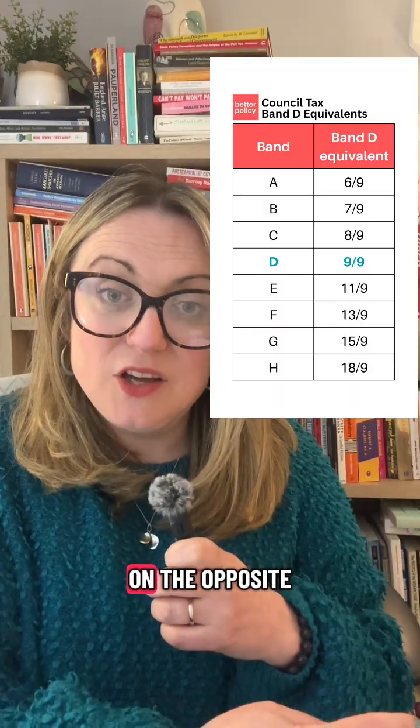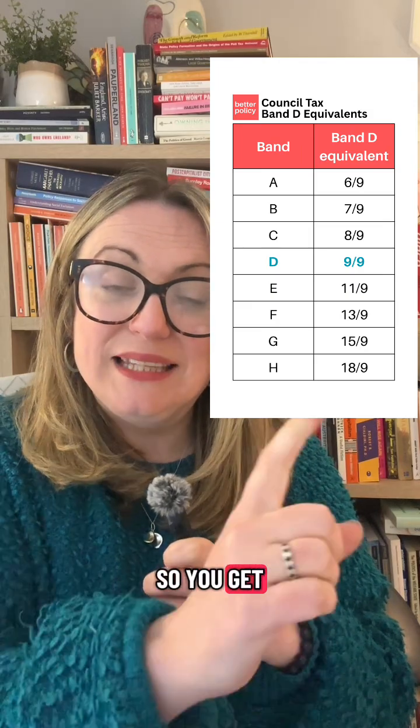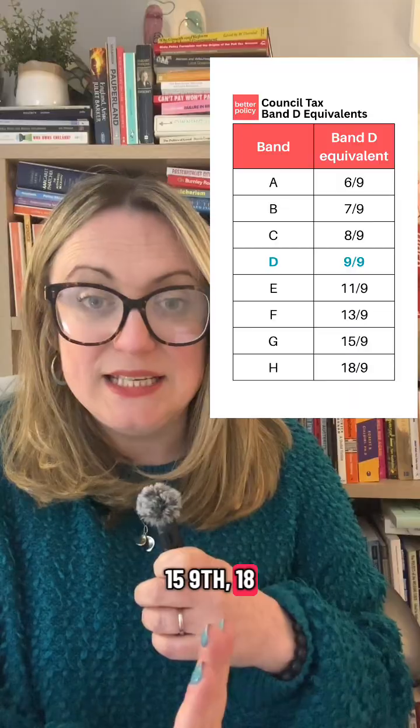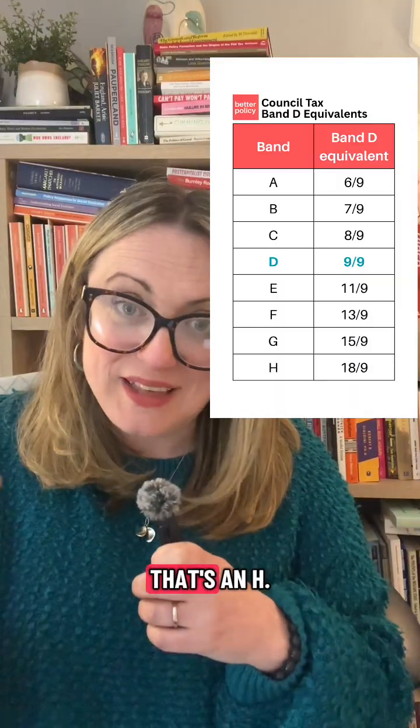At the other end of the scale, on the opposite side of Band D, it goes up slightly higher than that. So you get 11/9, 13/9, 15/9, 18/9. Well, 18/9 is actually 2. So it's Band D times 2, that's an H.